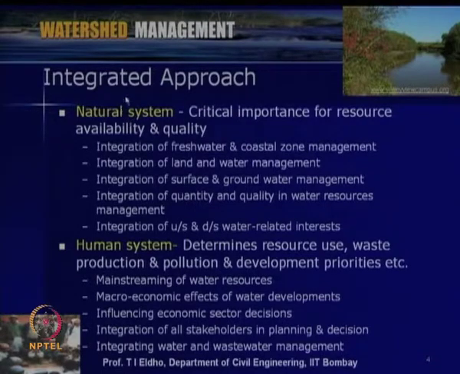So, in an integrated approach, there should be integration of various sectors like freshwater, coastal zone, land and water, then surface and groundwater, and quantity and quality, upstream and downstream. That is as far as the integrated approach of the natural system. Now let us see the human system. The human system determines resource use, waste production and pollution, and development priorities, etc.